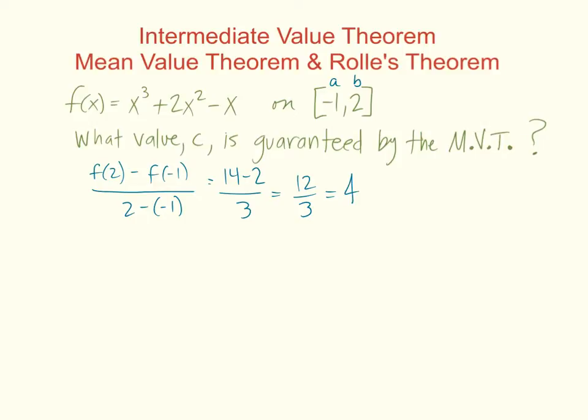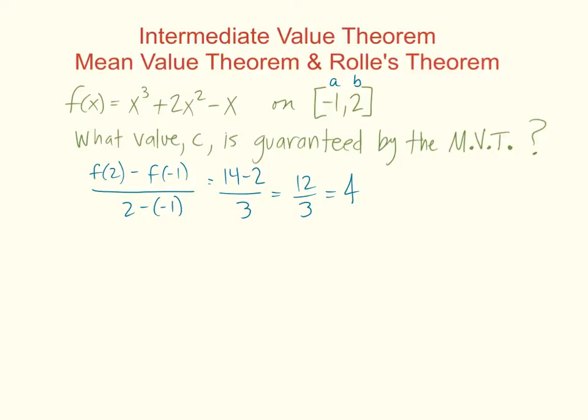The slope between the points, and I don't need to be looking at the graph, I can just envision. I'm going from -1, 2 to 2, 14, and that gives me a rise and run of 12/3. So the slope between these 2 points is 4. This theorem guarantees that at some point between -1 and 2, I'm going to have a derivative that equals 4.